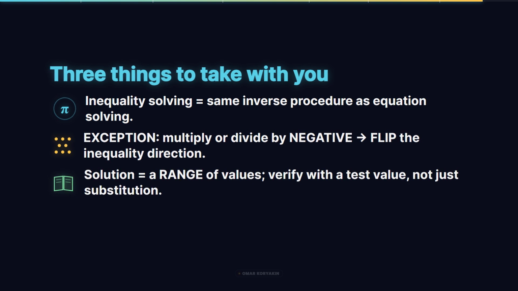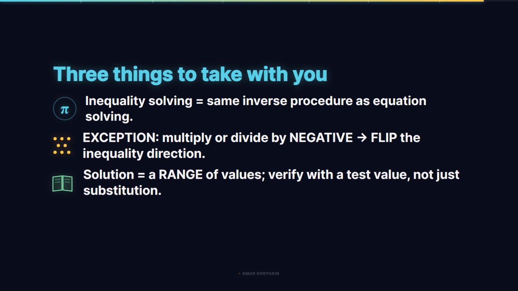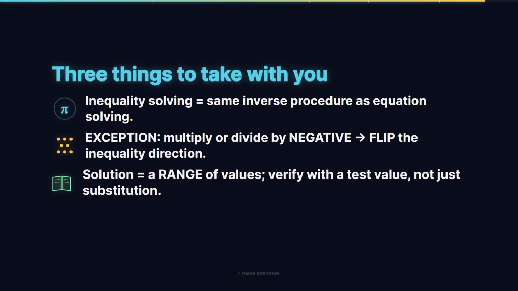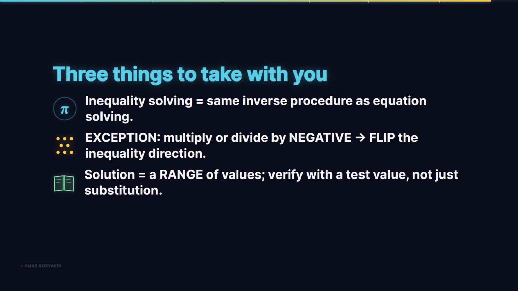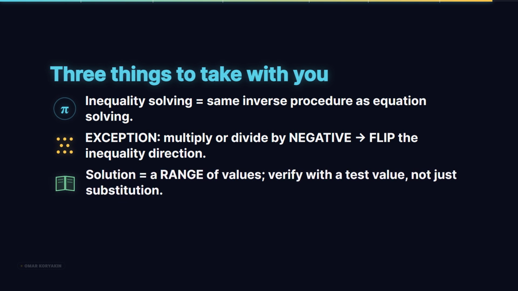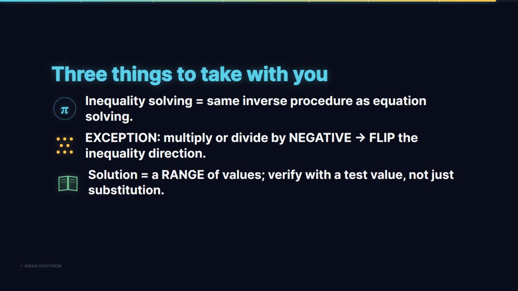Third, the solution to a linear inequality is a range of values rather than a single value, and the solution can be expressed as an inequality, as an interval, or as a graph on a number line. Verify your solution with a test value drawn from the proposed solution range and confirm the original inequality holds at that value, then optionally also test a value outside the range to confirm the inequality fails there as well. The 2-test verification is the inequality world equivalent of the substitution check from equations and is just as fast and just as effective at catching solving errors.